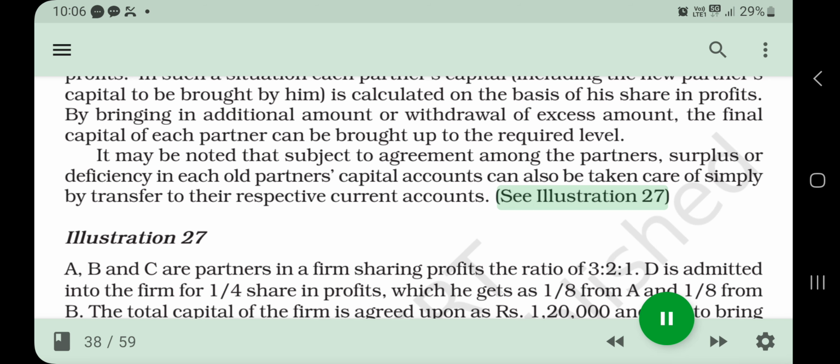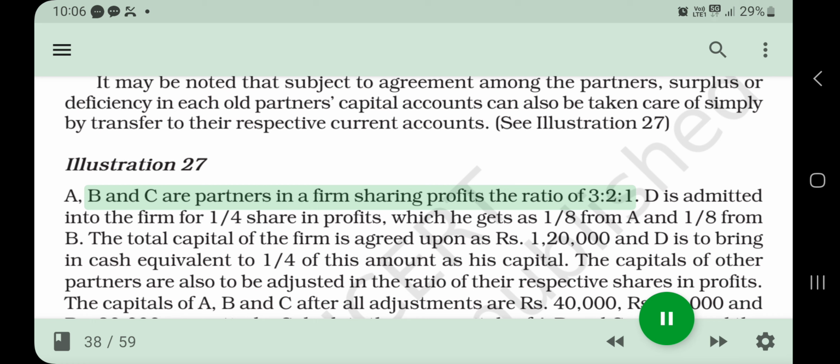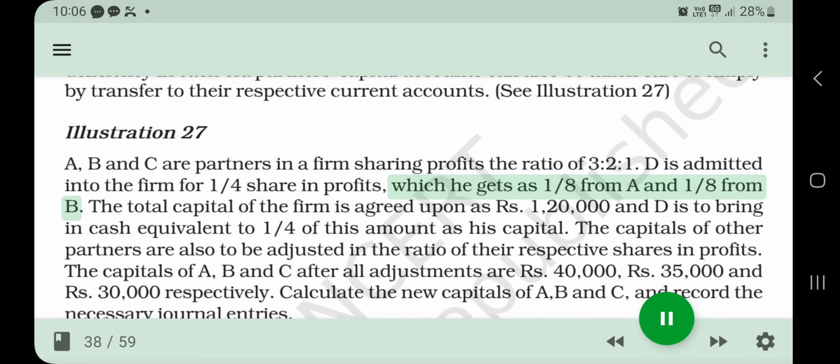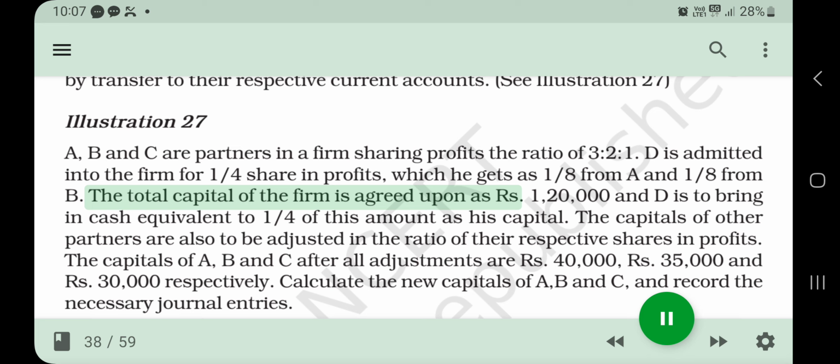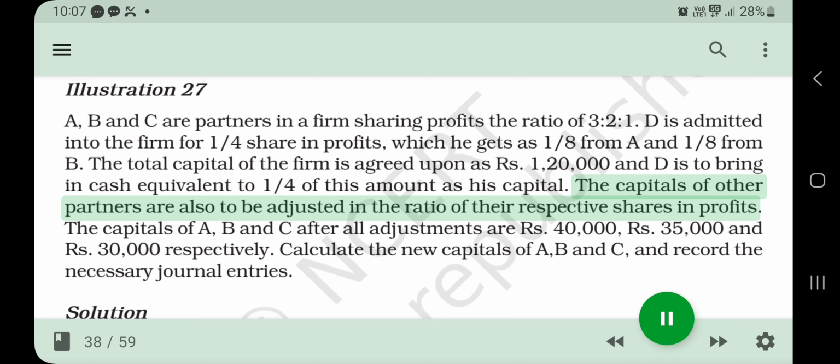See Illustration 27. Illustration 27. A, B and C are partners in a firm sharing profits in the ratio of 3:2:1. D is admitted into the firm for 1/4 share in profits, which he gets as 1/8 from A and 1/8 from B. The total capital of the firm is agreed upon as Rs. 120,000, and D is to bring in cash equivalent to 1/4 of this amount as his capital.